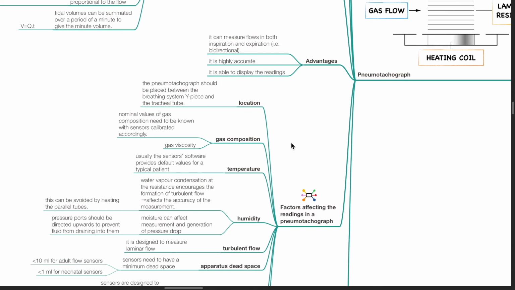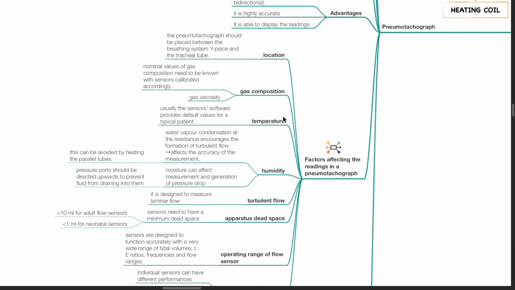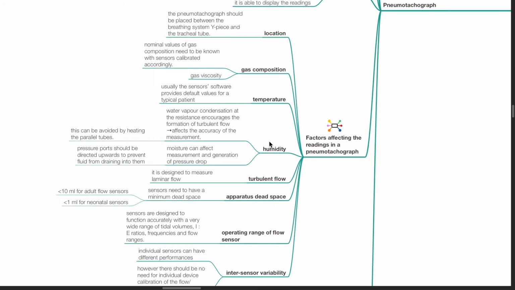Factors affecting the readings in a pneumotachograph. Location: the pneumotachograph should be placed between the breathing system Y-piece and the tracheal tube. Gas composition: nominal values of gas composition need to be known, with sensors calibrated accordingly. Gas viscosity affects values. Temperature: usually the sensor's software provides default values for a typical patient.